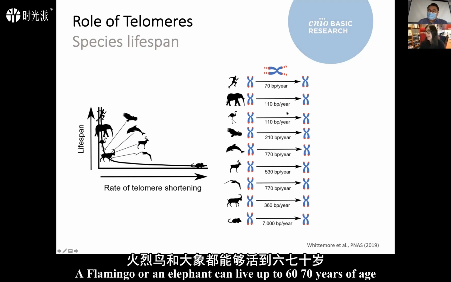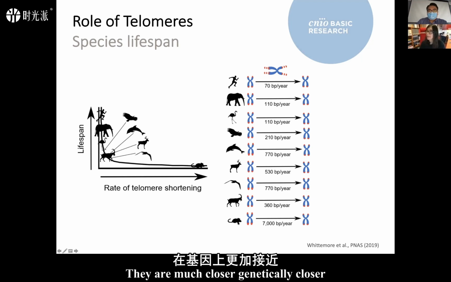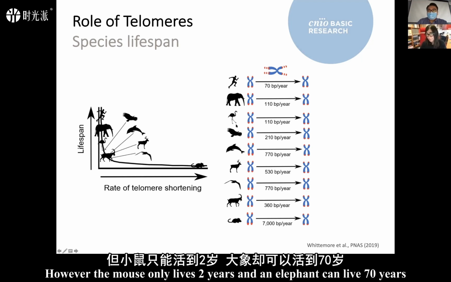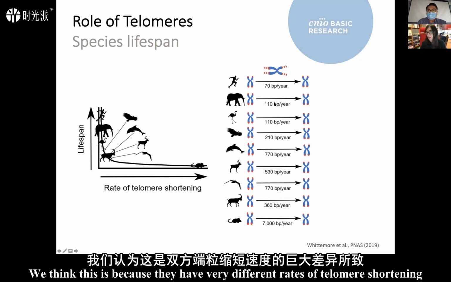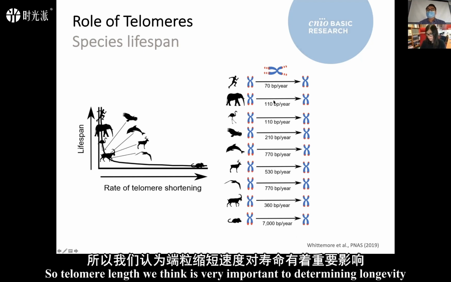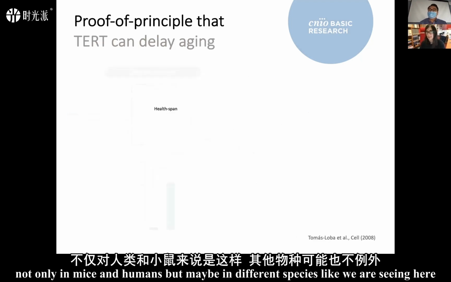A flamingo or an elephant can live up to 60, 70 years of age. An elephant and a mouse, they are both mammals. They are much closer, genetically closer. However, the mouse only lives 2 years, an elephant can live 70 years, and we think this is because they have very different rates of telomere shortening. So telomere length, we think, is very important to determine longevity, not only in mice and humans, but maybe in different species, like we are seeing here.